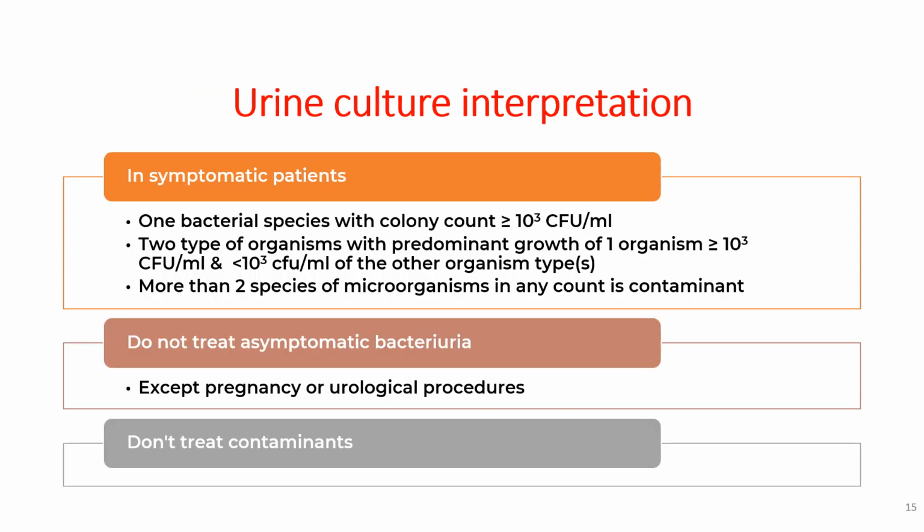For urine culture, for a symptomatic patient, the cutoff colony count is 10^5 per ml. However, if there are two types of organisms, then growth of one organism more than 10^5 and another organism less than 10^3 is significant. If more than two types of organisms grow on a sample, then it is a contamination. This is how the colony count can be used to interpret urine cultures. Do not treat asymptomatic patients except in case of pregnancy or before certain procedures. And do not treat contaminants.